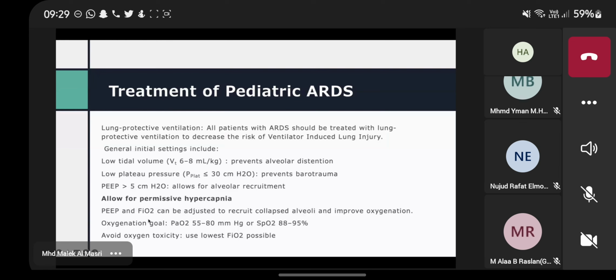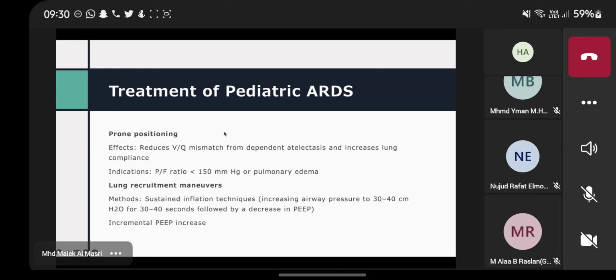Now, the PEEP and the flow of inhaled oxygen can be adjusted to recruit collapsed alveoli and better the oxygenation. Our goal would be to reach a partial pressure of oxygen between 55 to 80 millimeters of mercury, or a saturation of 88 to 95%. And to avoid oxygen toxicity, we try to use the lowest flow oxygen that we can.